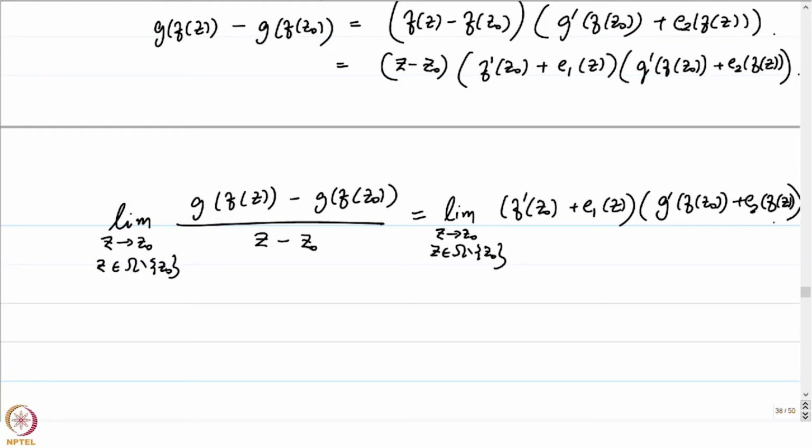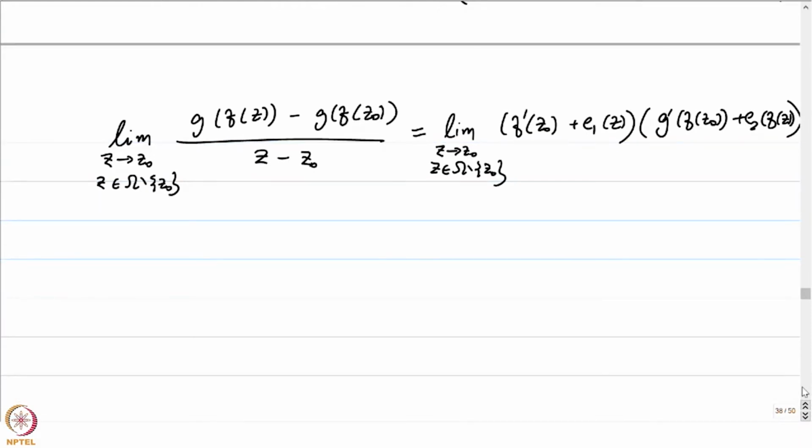Now let's see what happens to e1 of z and e2 of z as z goes to z naught. The e1 of z term approaches 0, because as z goes to z naught, e1 of z goes to 0. And because f is continuous, as z goes to z naught, f of z goes to w naught, and we know that e2 of w approaches 0 as w goes to w naught. Therefore this is equal to f prime at z naught times g prime at f of z naught, and this is precisely what we had set out to prove. So as you can see, the proof is exactly like in the real variable setting. The proofs of the statements written above are also going to be exactly similar.